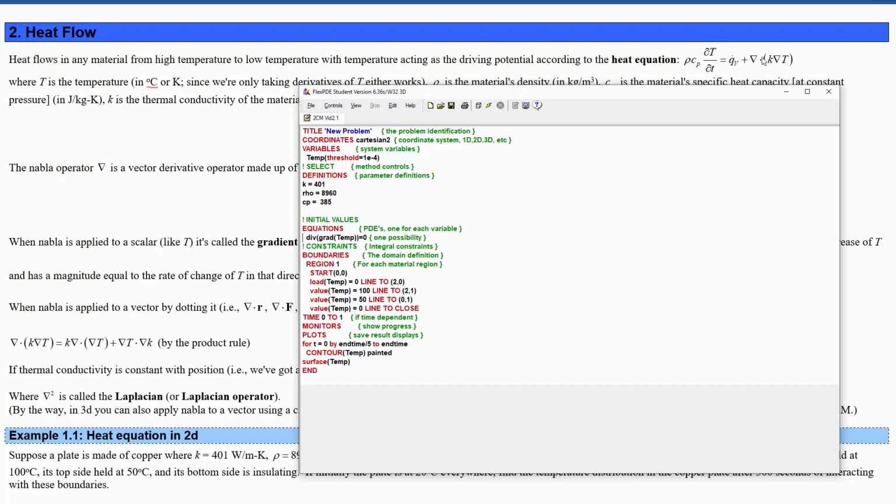So let's type out the full actual heat equation now. And we're going to say rho times Cp times dt of temp is equal to the divergence of K times the gradient of temp. Since we don't have any volumetric heat generation, then this is what's written up there, and let's try this.